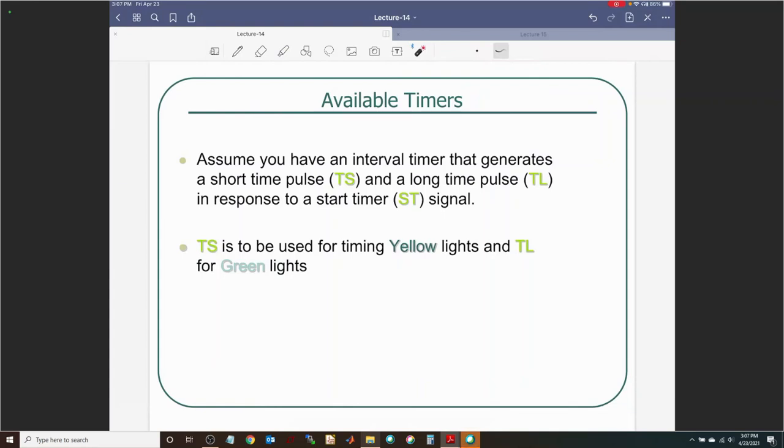Guys, let the civil engineers worry about that, all right? So we are just doing the circuitry for the traffic light controller. Let the civil engineers take that bridge thing up. All right, what are the available timers?